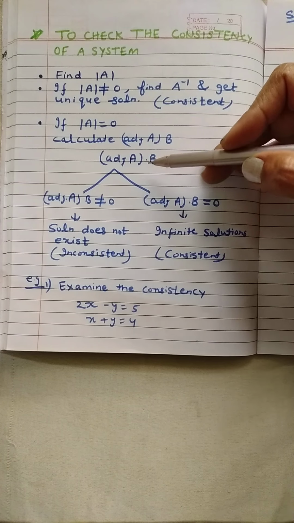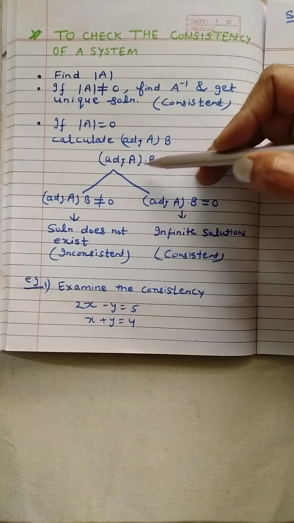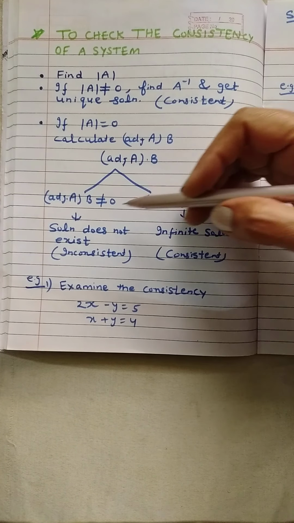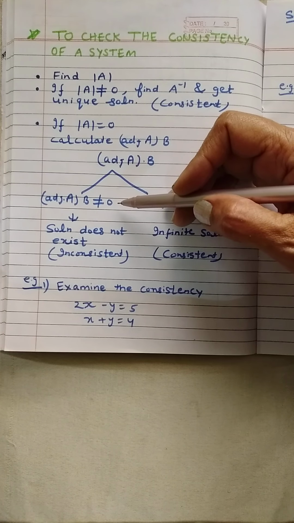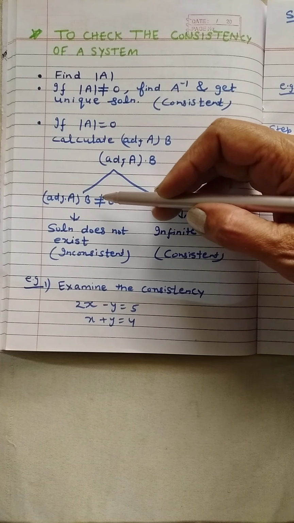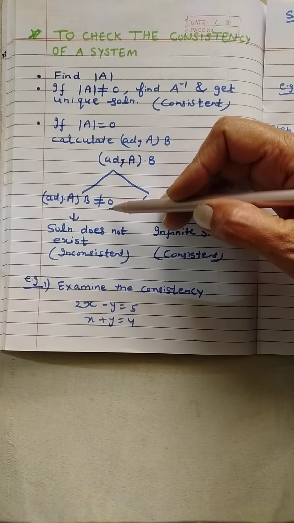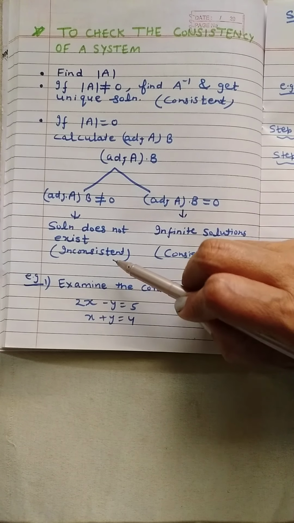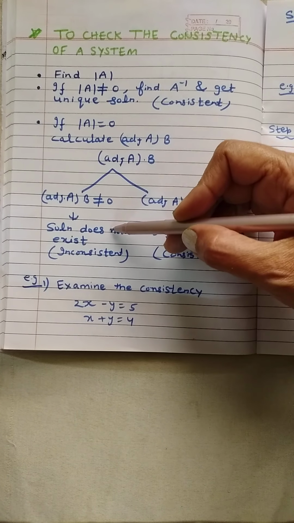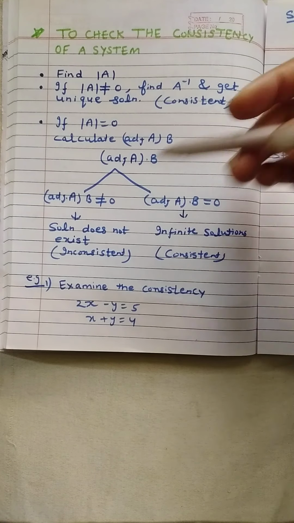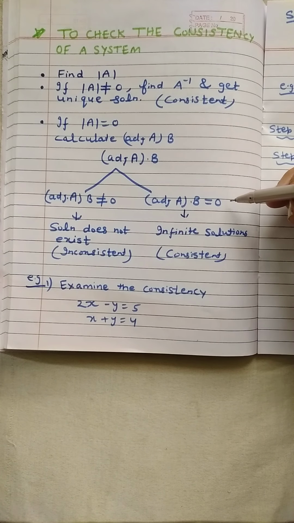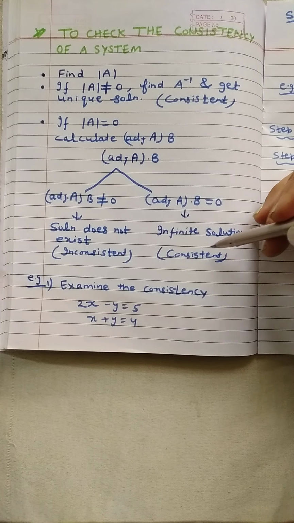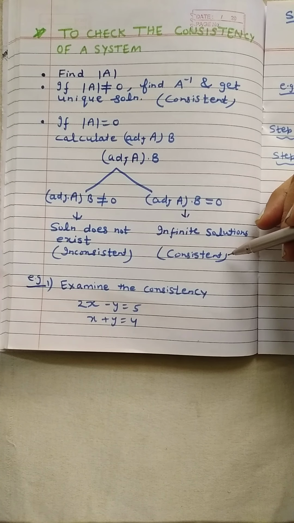And again two cases arise. Adjoint A into B is either non-zero or 0. Suppose adjoint A into B is non-zero. Determinant A is 0 but adjoint A into B is non-zero. It means the solution does not exist. It means the system is inconsistent. Whenever there is no solution, the system is inconsistent. And if adjoint A into B is equal to 0, then infinite solutions appear and the system is said to be consistent.